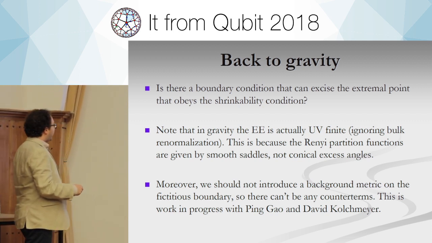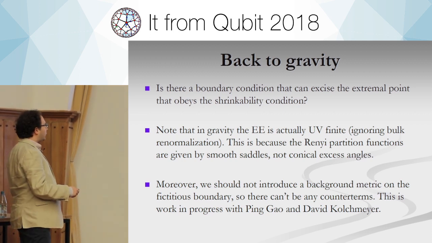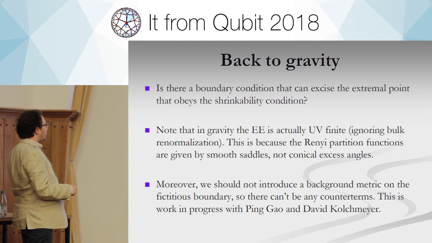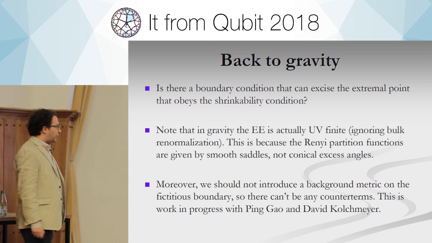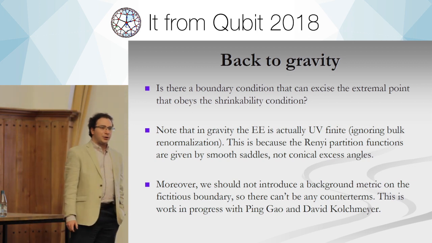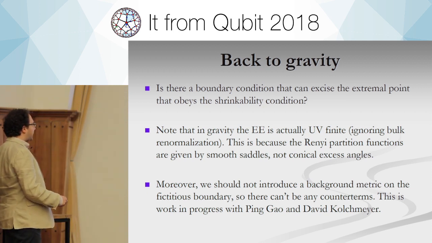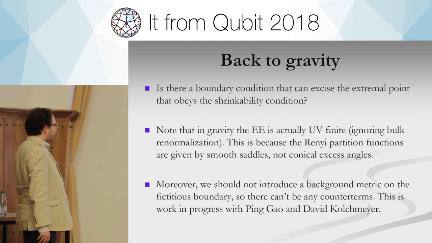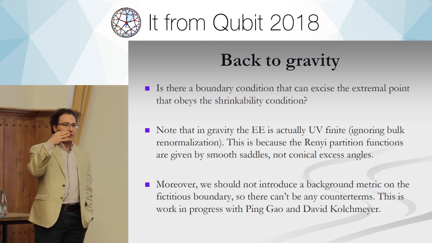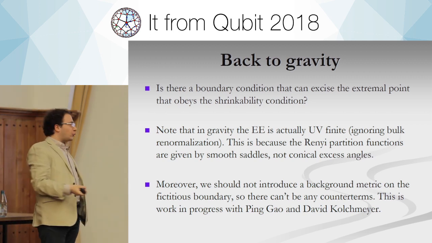Okay, so the question is, can I apply this kind of logic to gravity? Is there a boundary condition that can excise the extremal point, because now I'm back in 2 dimensions, that obeys the shrinkability condition? But in gravity, this shrinkability condition, if it's possible to satisfy it, is actually extremely powerful, because in gravity, entanglement entropy is UV finite. I mean, ignoring bulk renormalization. There are no new counter terms that you have to add associated to the entangling surface.